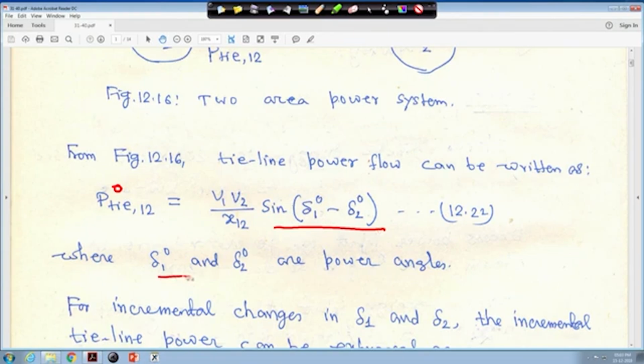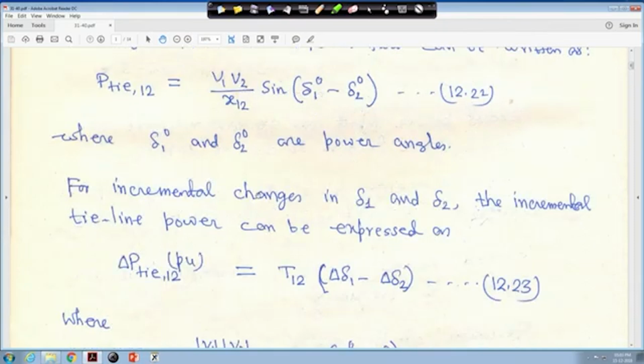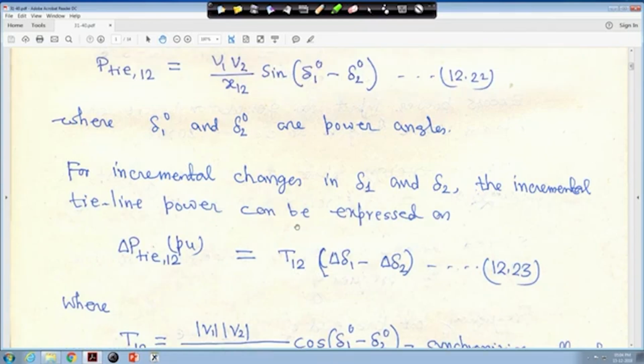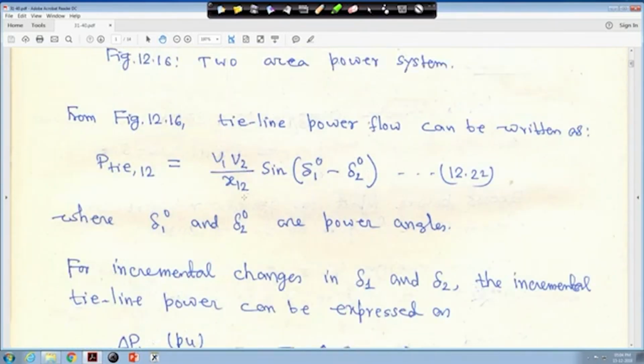So, delta 1 0 and delta 2 0 are the power angles, right. Now, for incremental changes in delta 1 and delta 2, the incremental tie line power can be expressed as delta P tie 1 2 pu like this, but this one I will derive for you, right.